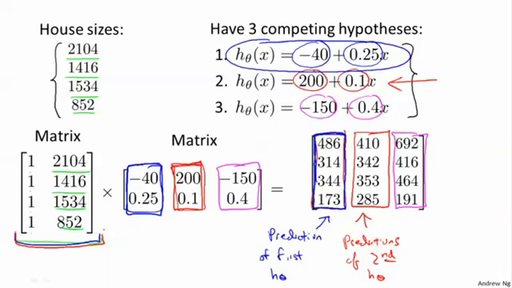But it turns out that by constructing these two matrices, what you can therefore do is very quickly apply all 3 hypotheses to all 4 house sizes to get all 12 predicted prices output by your 3 hypotheses on your 4 houses. So with just one matrix multiplication step, you manage to make 12 predictions. And even better, there are lots of good linear algebra libraries in order to do this multiplication step for you.